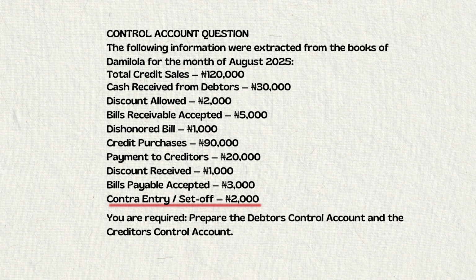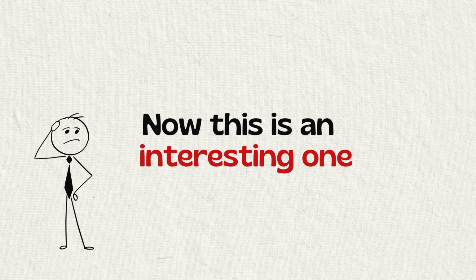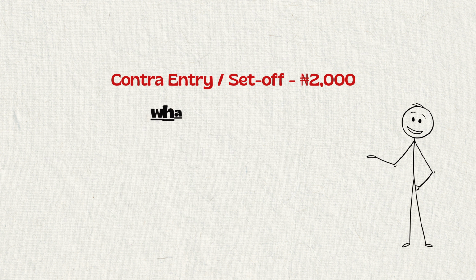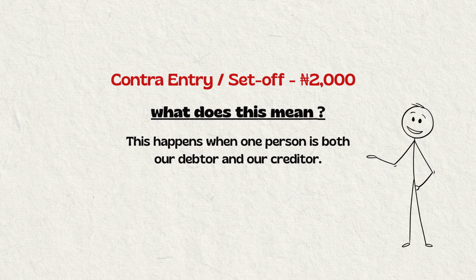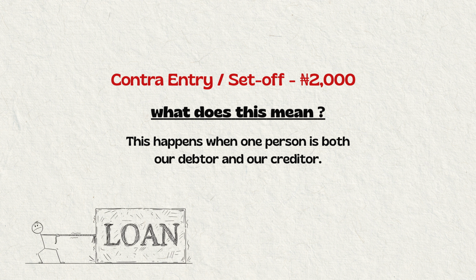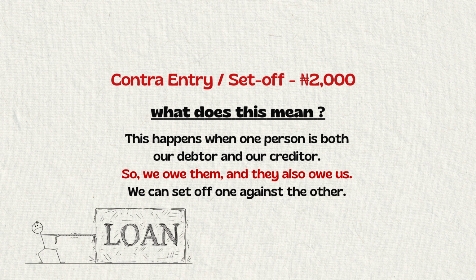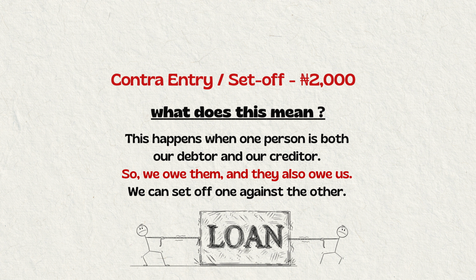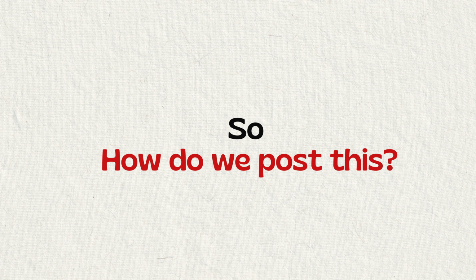The last transaction, contra settlement or set-off, 2,000 naira. Now this is an interesting one. This happens when one person is both our debtor and our creditor. So we owe them, and they also owe us. We can set off one against the other. So how do we post this?